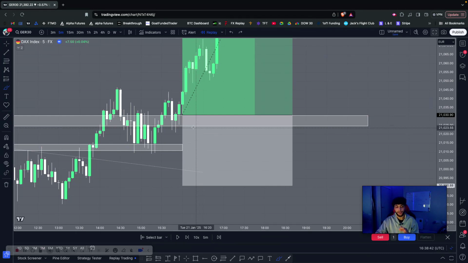Those multiple entries that could have been taken here, this candle would have been a valid entry, this candle is a valid entry, and this candle is also a valid entry, but it's just German 30, so it depends on the tendency of how you want to approach it.